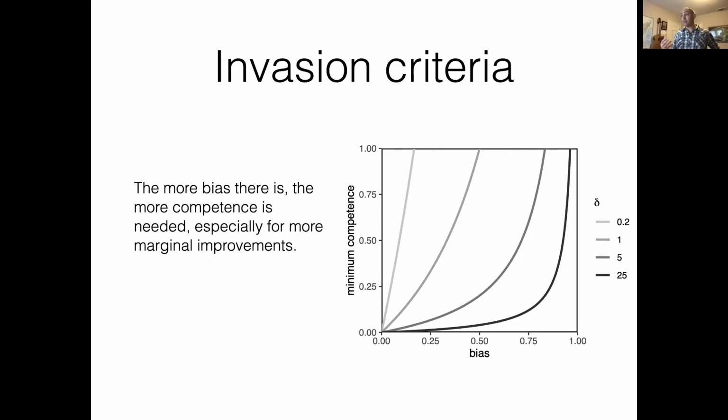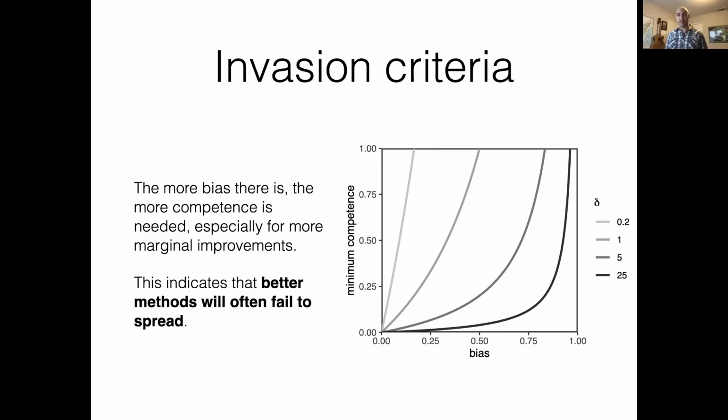And for improvements that are not that huge, just sort of marginally better, the model suggests that if there is some substantial bias in the population, it can never spread, even if everyone's fully competent. And even if people have some ability to recognize the value of the other method, if there's enough bias and the improvement is not discernible enough, then that bias is going to outweigh the emphasis on competence, right? This indicates that better methods will often fail to spread.